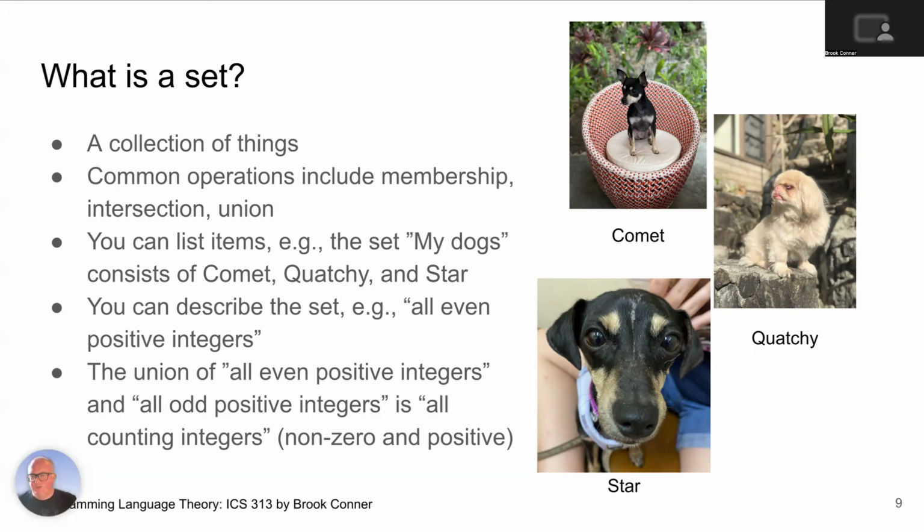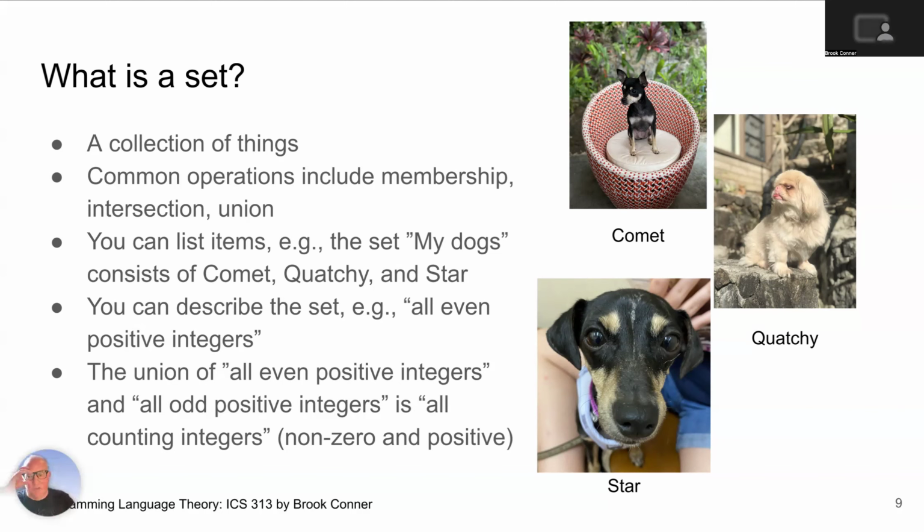You can create new sets from two sets. If you've got one set and a second set, you can take their intersection, which is a new set consisting of only those elements that are both in the first set and in the second set. Or you can create a union, which is a new set consisting of anything that is in either the first set or the second set.